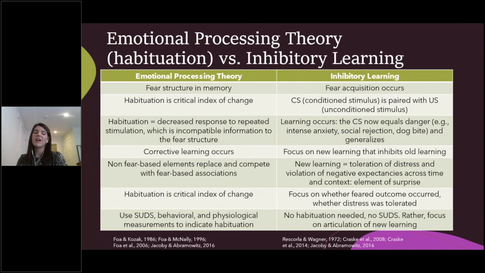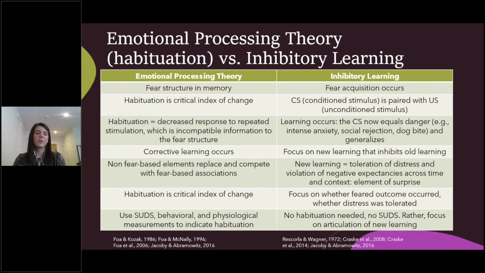And the key part here that I think can be surprising to some is that no habituation is needed, and we don't care about SUDS ratings. Typically in session, when we used to do exposure with the emotional processing theory, we really didn't want to have a client leave the session without having a habituation and a decrease in their SUDS ratings. And now we actually don't care.